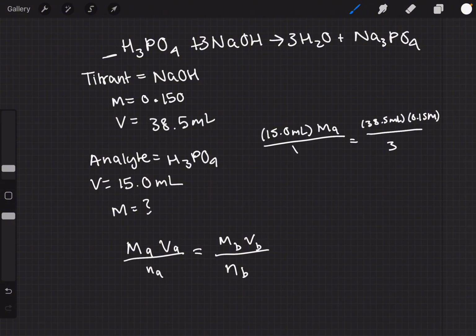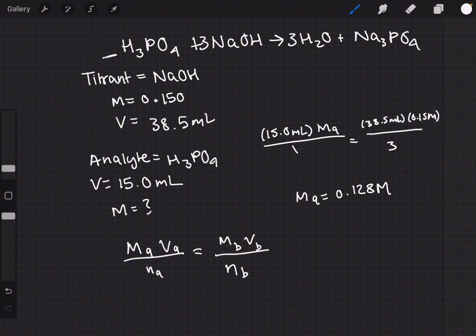And then from there, you just do the algebra, and you should end with the molarity of the acid being 0.128 molar. So yeah, that's pretty much all you have to know for titrations.